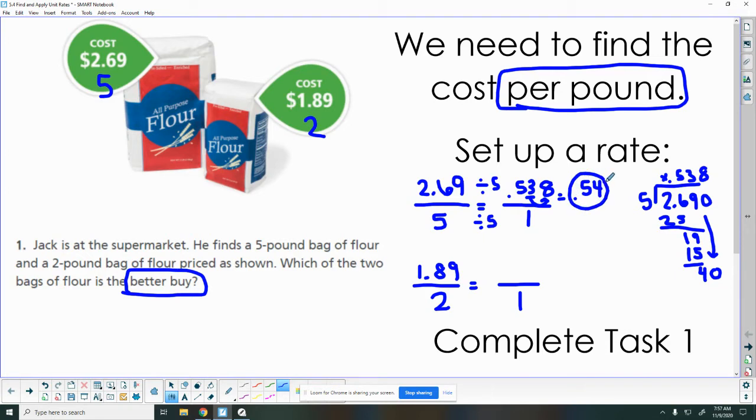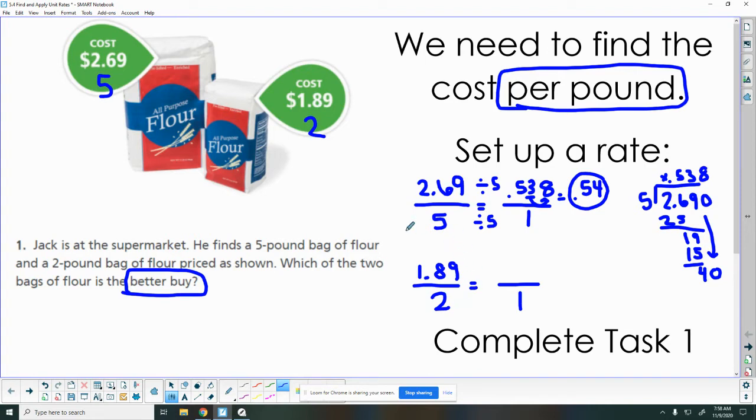Every time they buy a pound, they spent 54 cents. And that makes more sense. If I took 50 cents and times that by 5, that would be about $2.50, and the bag was $2.69. So pretty close to that estimate there. Where when we had the problem set up backwards, we were spending a lot more money than we needed to.